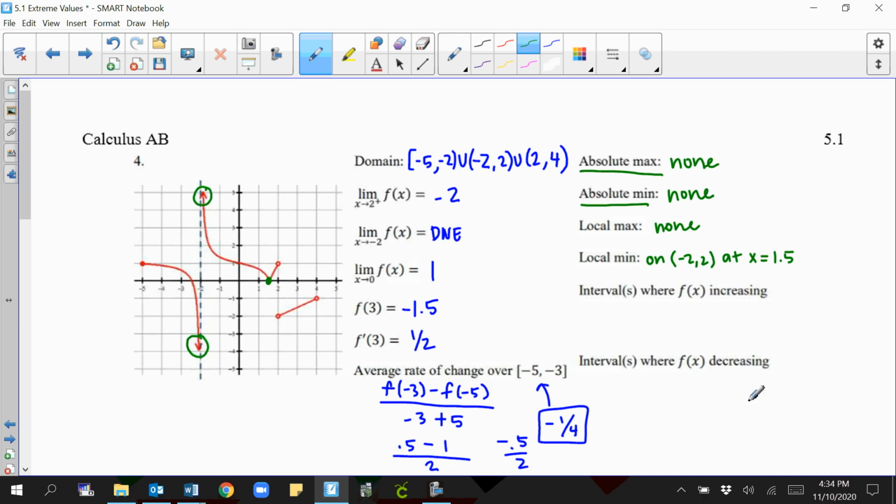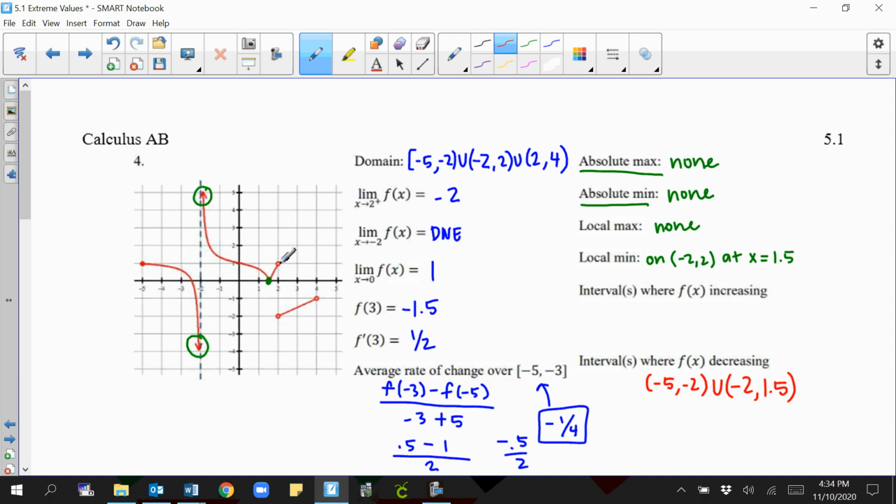And then the last thing that we're going to look at is where our graph is increasing and where it is decreasing. So our graph is decreasing from -5 to -2 right there. So I'm going to put that down here, -5 to -2. Then I pick back up at -2 and it's decreasing until I get to 1.5. So I'm going to do a union, -2 to 1.5.